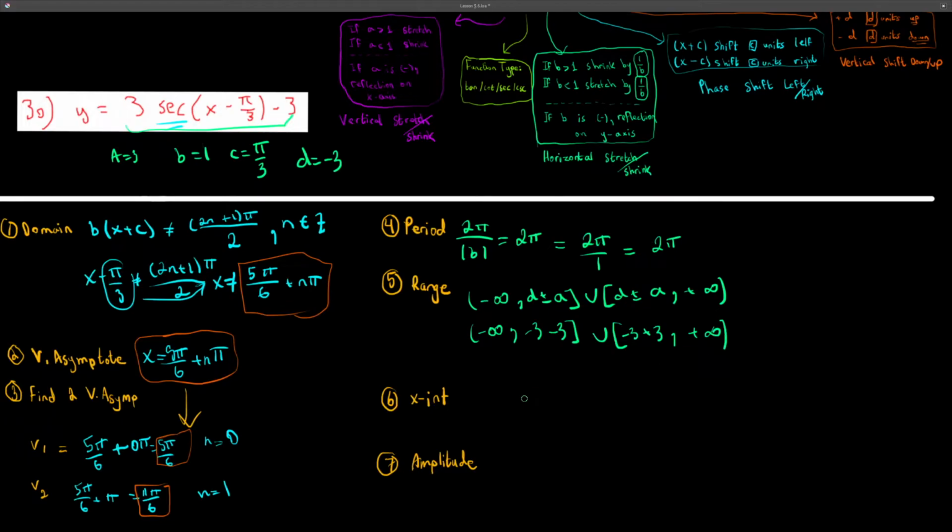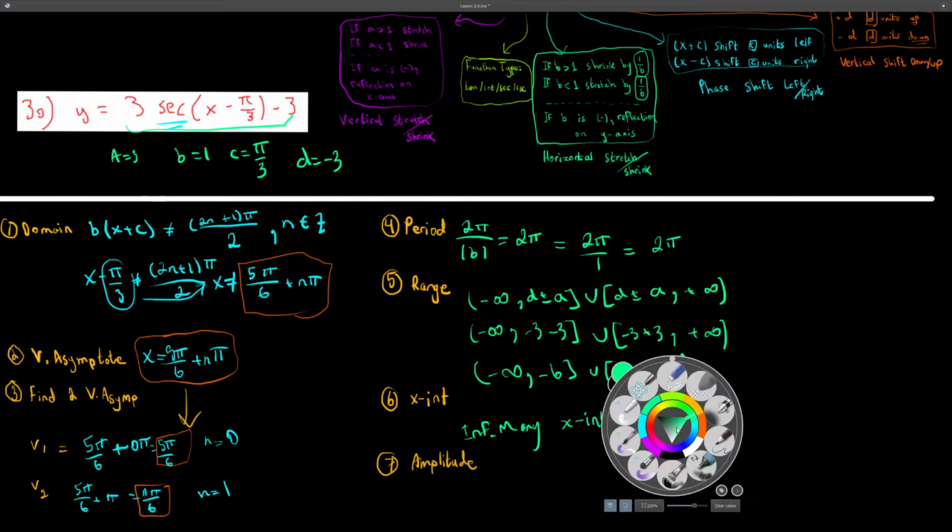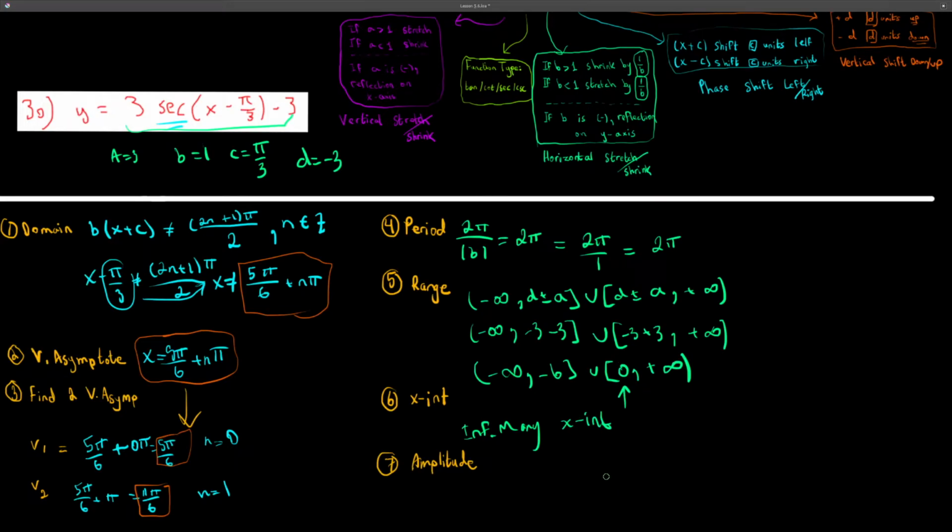And then our final answer will be the interval notation of negative infinity to -6 union 0, this is brackets, to positive infinity. Now our x-intercept, because our range does include 0, then we have infinitely many x-intercepts. Now, if our range didn't include 0, we would have no x-intercepts.